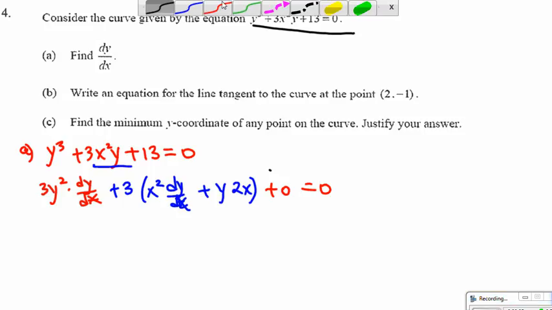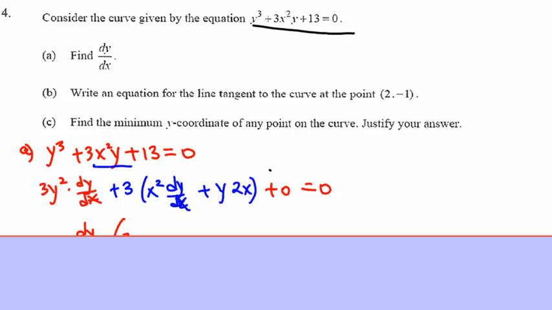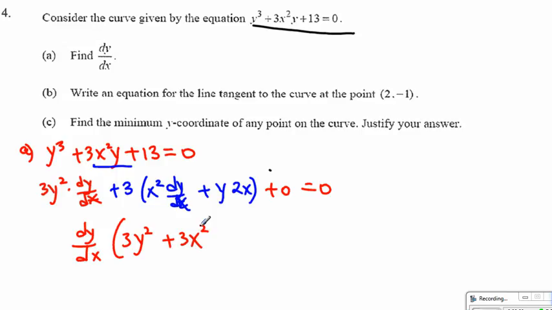So let us factor out dy over dx. And we have 3y squared plus 3x squared. Now, as you can see from here, 3y times 2x would have gone to the other side. So we have negative 6xy.